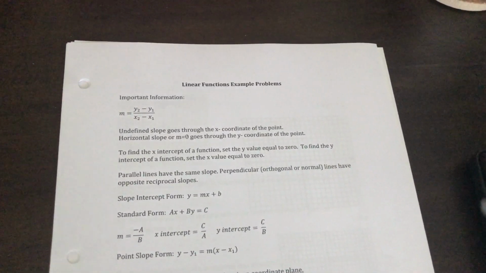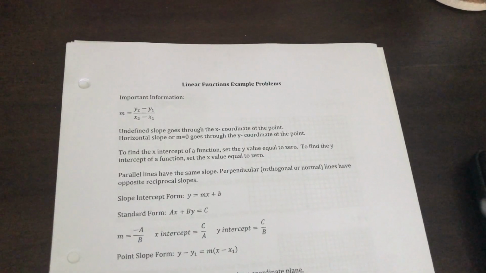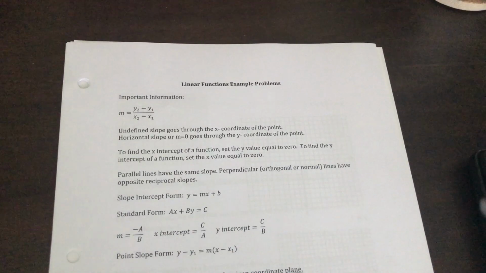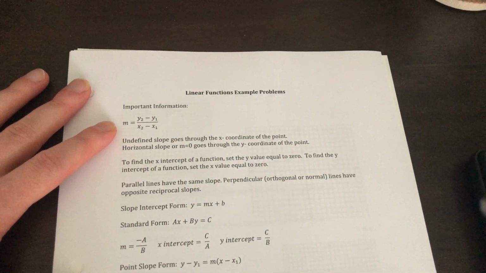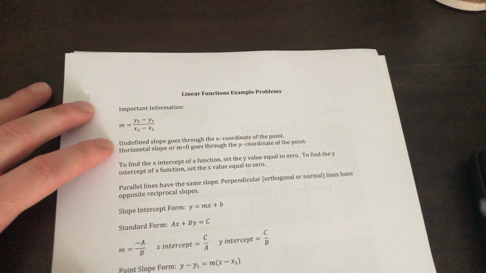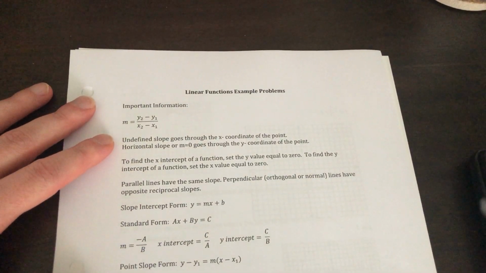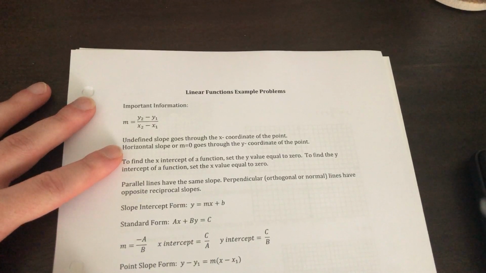Okay, guys, so this is going to be a lesson over linear functions and equations of lines. So remember from our previous lesson over functions and average rate of change, the slope is given by y2 minus y1 over x2 minus x1. Reminder that undefined slope is when the bottom is equal to 0. Horizontal slope is where the slope is equal to 0. And that means the top's going to be equal to 0.